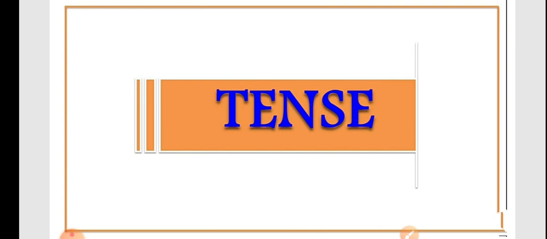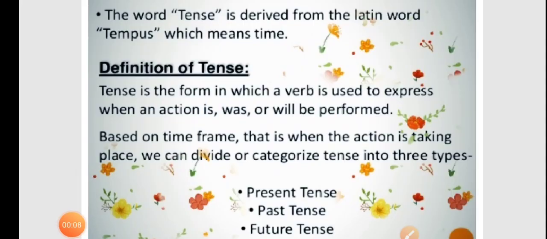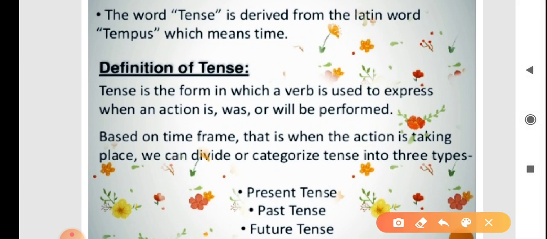Today we are going to study tense. The word tense is derived from the Latin word tempus, which means time. Now we have a question, what is tense? Tense is the form in which a verb is used to express when an action is, was, or will be performed, based on time frame, that is, when the action is taking place.